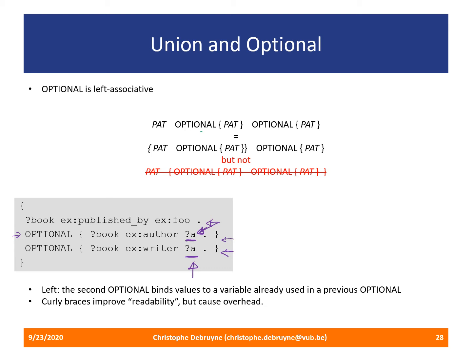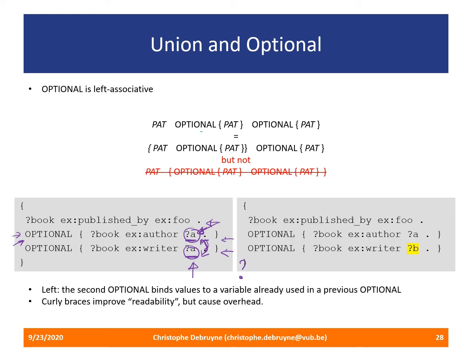Usually, unless you know what you're doing, having multiple optionals with shared variables, so outer joins where you're looking for the same value, could be questioned. So a pattern that you're more likely to find is the following, where you have two outer joins and you will bind the values to two different variables. Again, similarly, you can avail of additional curly braces to improve readability at the expense of overhead while exchanging the query between the client and the server.